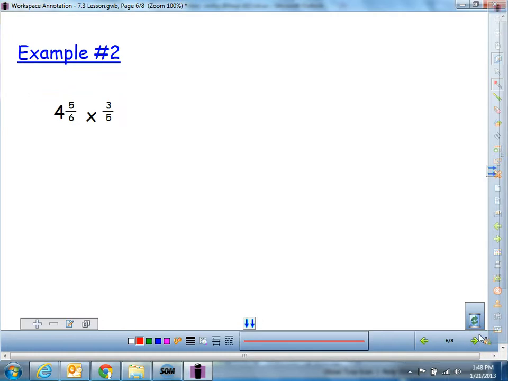So let's go ahead and try it again. What's the very first thing I want to do? I have 4 and 5/6 times 3/5. I only have one mixed number. This one's a fraction.